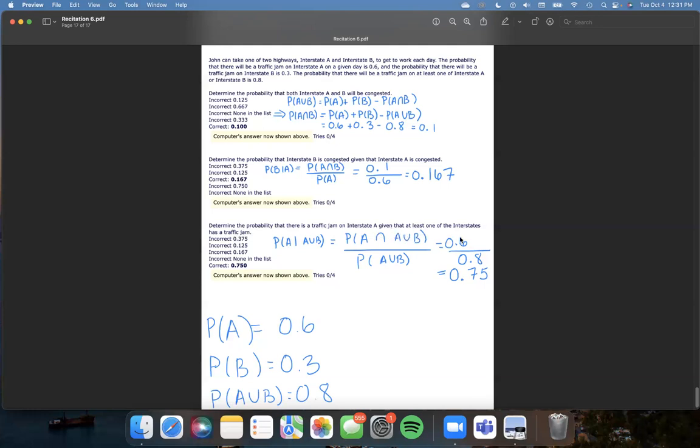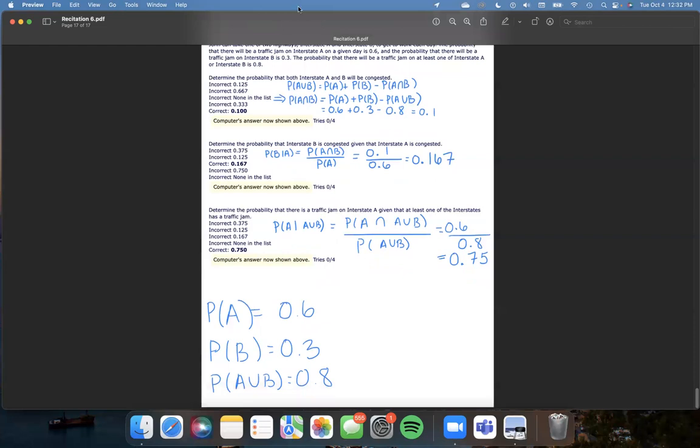And lastly, determine the probability that there is a traffic jam on Interstate A, given that at least one of the interstates has a traffic jam. Here we have that word "given" again, so we have a conditional probability. The probability of A given A union B is the probability of A intersect A union B divided by the probability of A union B. So that would be 0.6 divided by 0.8. Excuse me. And that gives you 0.75. And that concludes recitation 6.